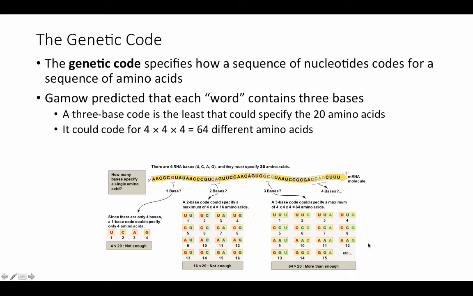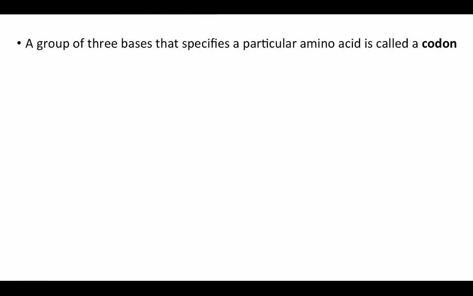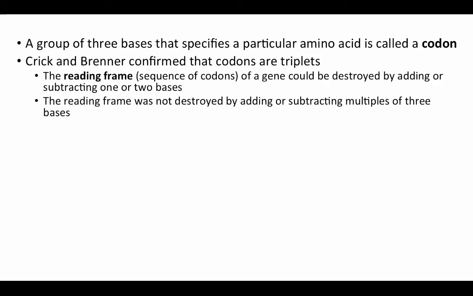The 3-base combination yielding 64 possible combinations is the smallest number that could give you the 20 amino acids, and it's the simplest solution. So this was predicted to be most likely to be correct. And so a 3-base code is known as a triplet code. So what's the evidence that the nucleotide code is a triplet code? A group of 3 bases that specifies a particular amino acid is called a codon.